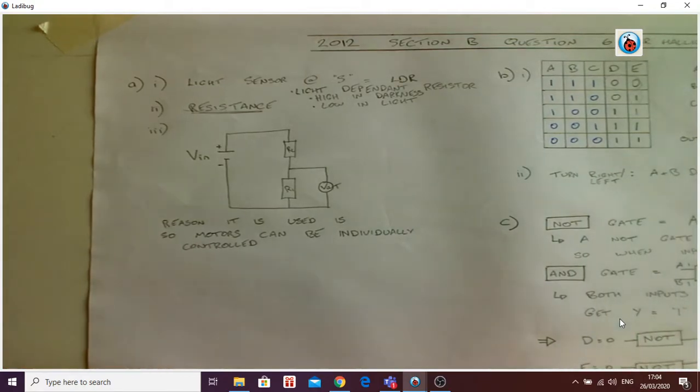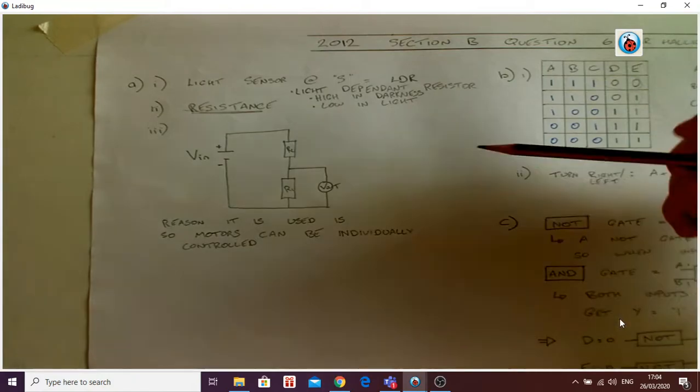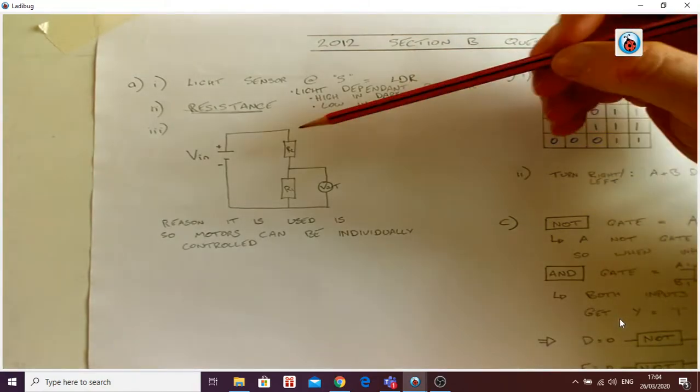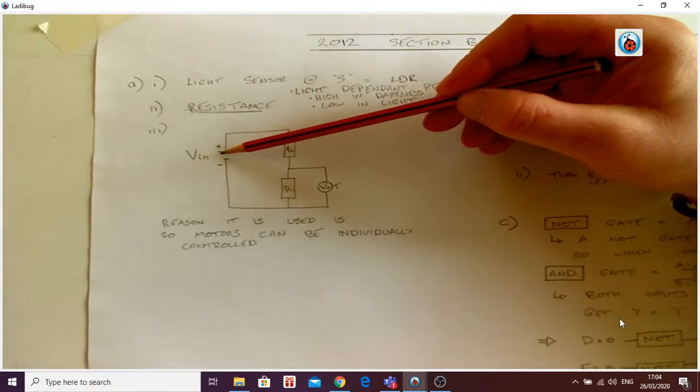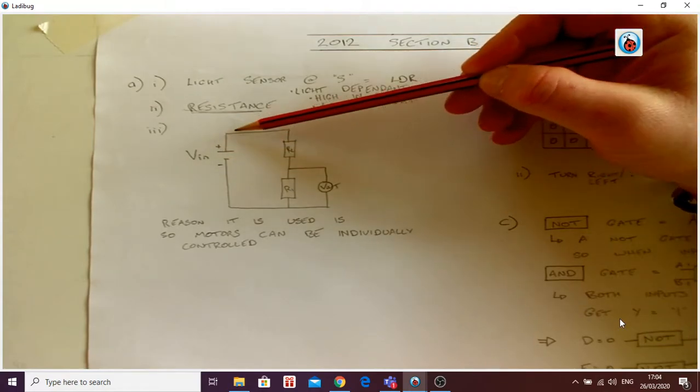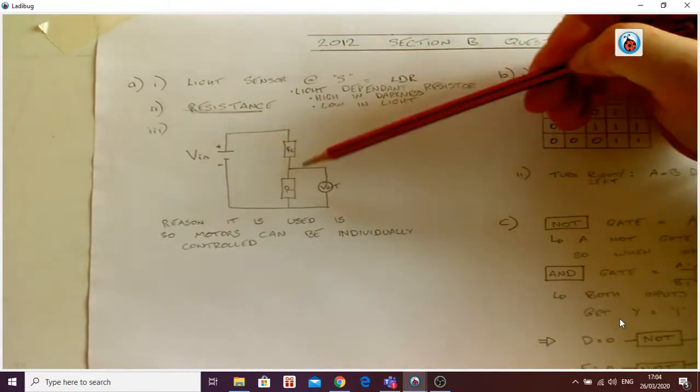The light sensors will be placed in a potential divider in the circuit. Okay, what is meant by a potential divider? Okay, so I've drawn a quick diagram there. So basically voltage in here, going from positive to negative, electricity is going all the way around in this circuit.